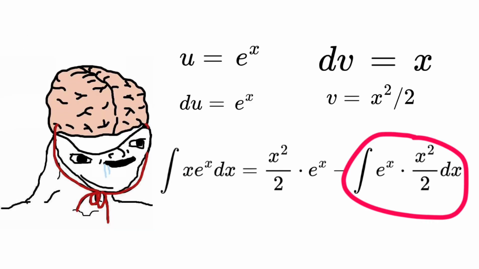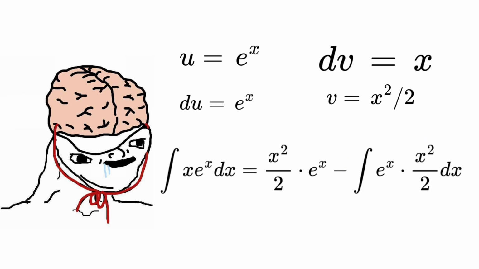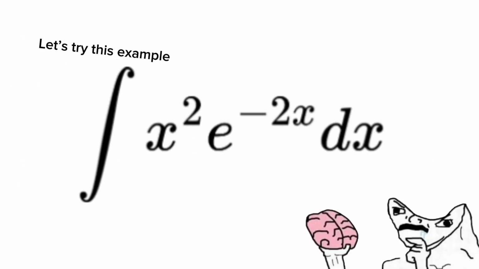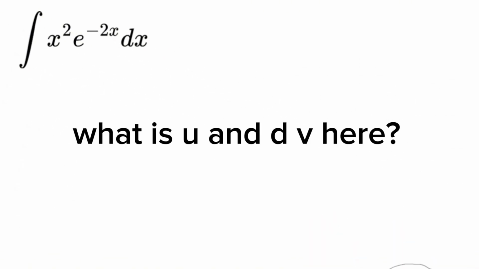Way more complicated. So if you end up with a more complicated integral, try changing your u and dv. Let's try this example. What is u and dv here?